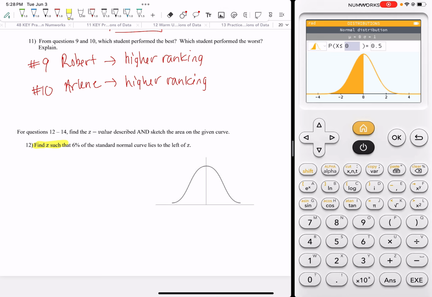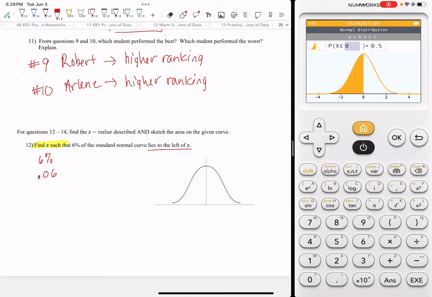So find Z such that 6% of the standard normal curve lies to the left of Z. So they're giving it to you as a percent. We have to plug in the area. So 6%, move the decimal 2 places. This means the area is 0.06 and it lies to the left. So it's going to be less than or equal to, we're using the shading to the left.